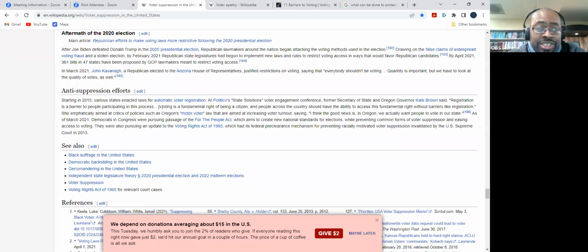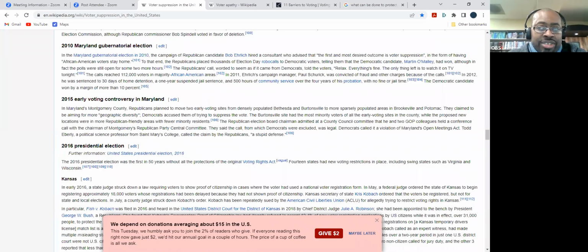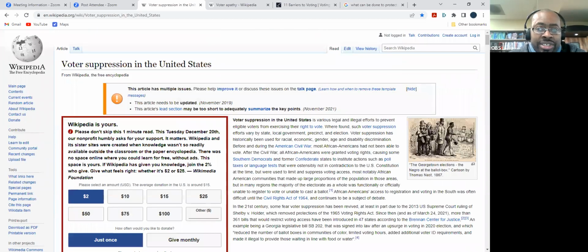They were also pursuing an update to the Voting Rights Act of 1965, which had its federal pre-clearance mechanisms in place to prevent racially motivated voter suppression, until they were weakened by the U.S. Supreme Court in 2013. So those are some of the things that have taken place in terms of anti-suppression effort. So this voter suppression is one of the number one barriers of voting.